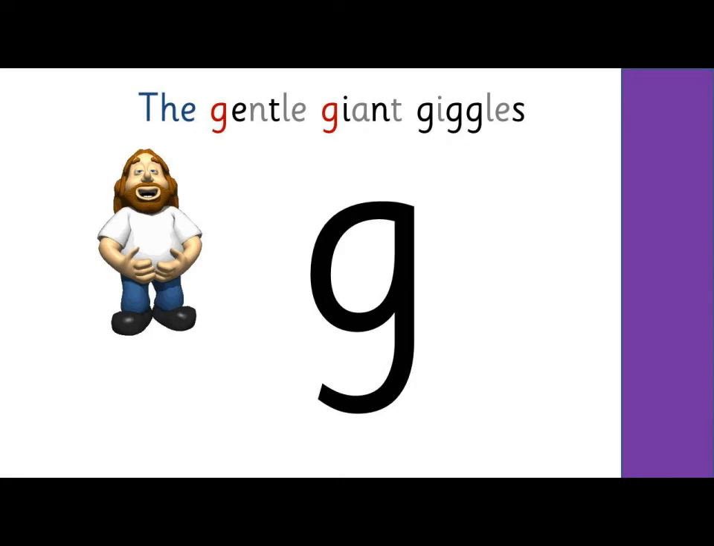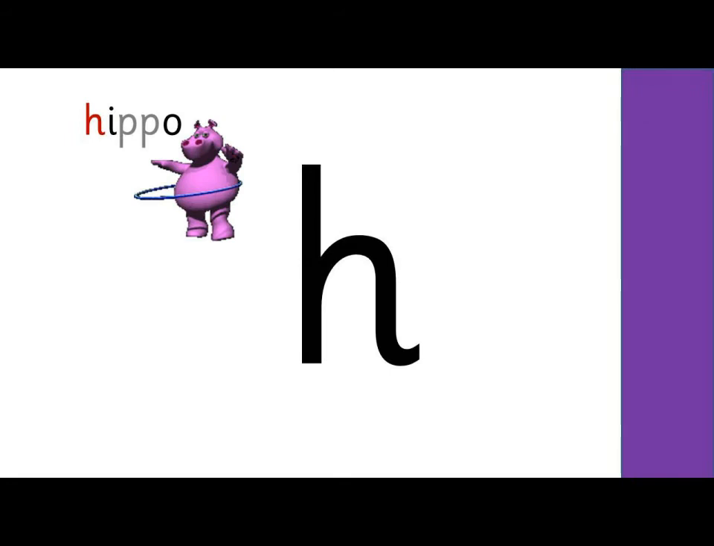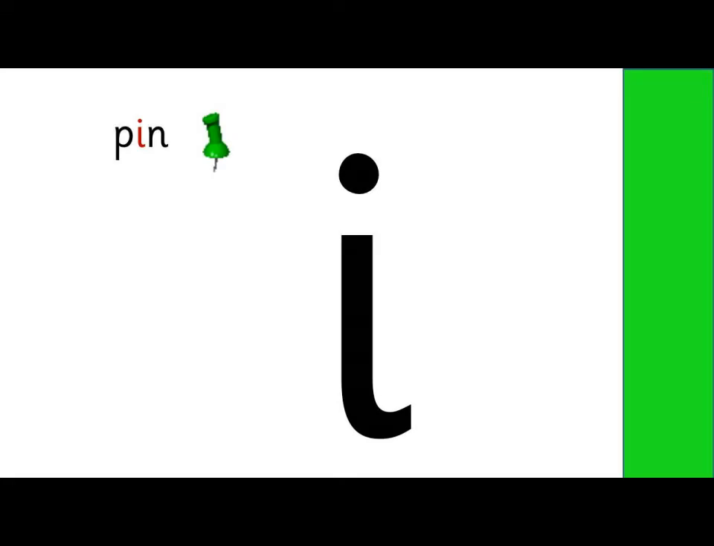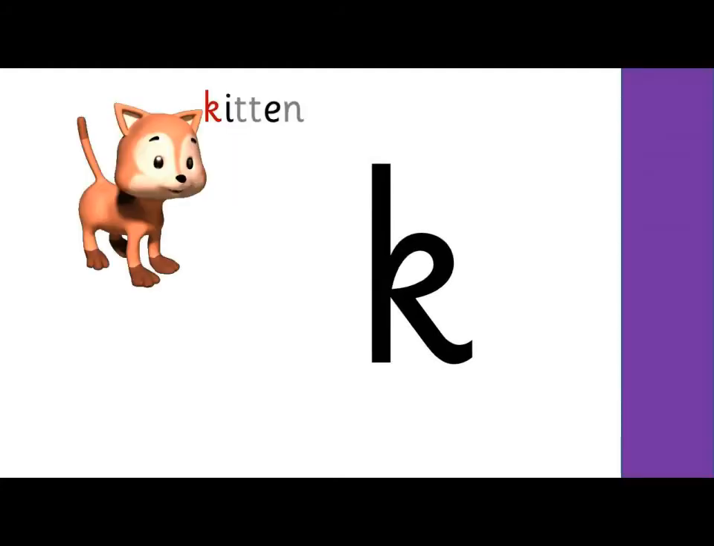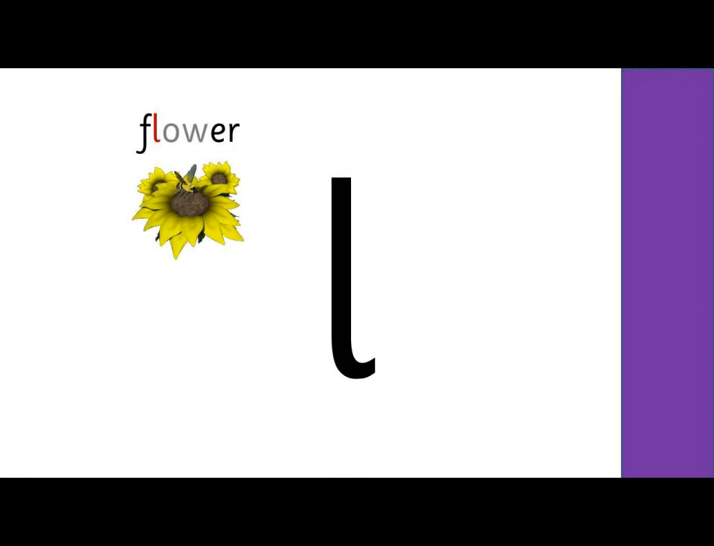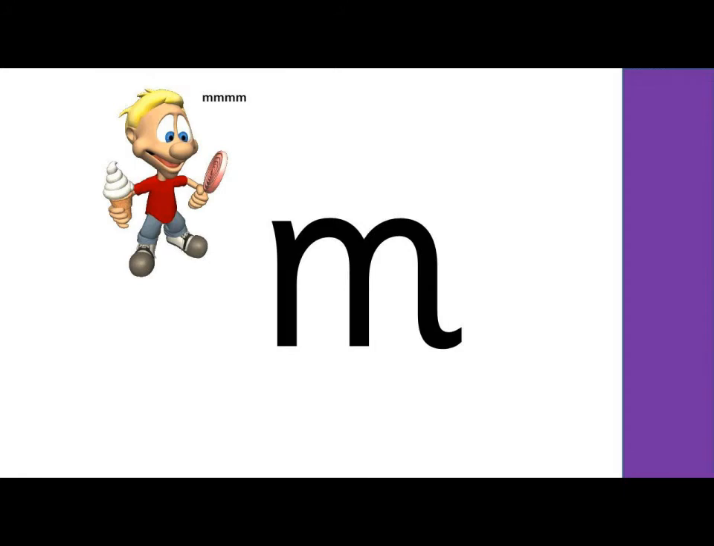G is a picture of J in the purple level and G in the purple level. H is a picture of H in the purple level. I is a picture of I in the green level. J is a picture of J in the yellow level. K is a picture of K in the purple level. L is a picture of L in the purple level. M is a picture of M in the purple level.